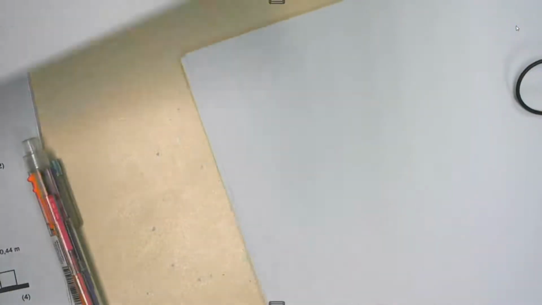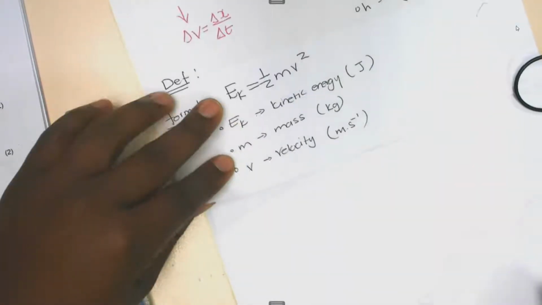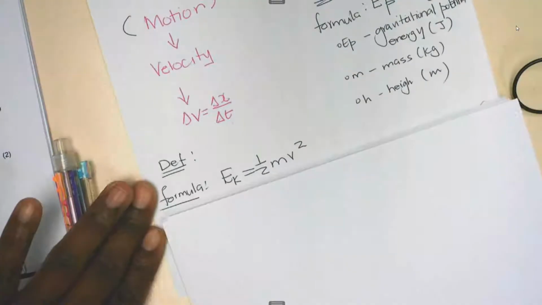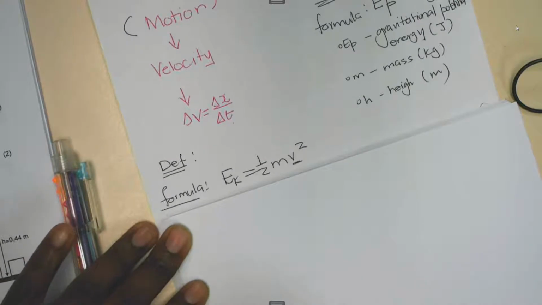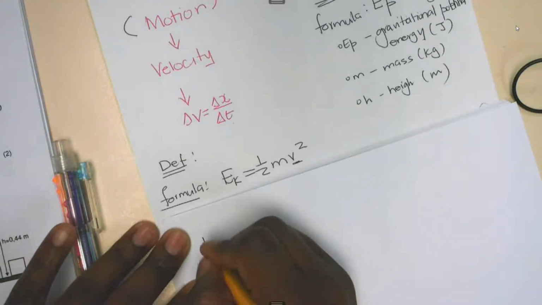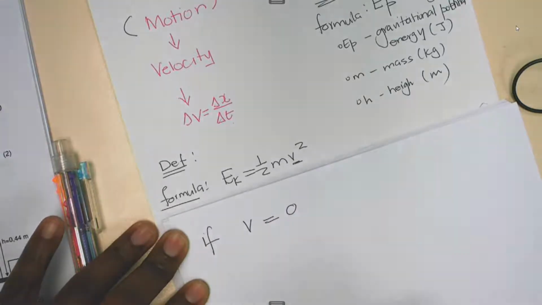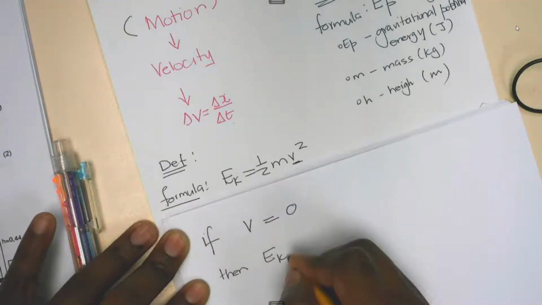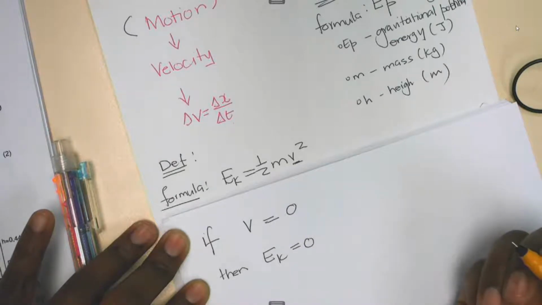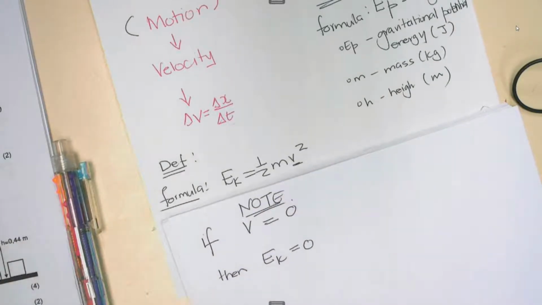Now, what must we note? Let's see. From the formula of kinetic energy, we can see there you have a velocity. Now, if v is 0, then EK is 0. That's what you must note and remember. That's the first one.